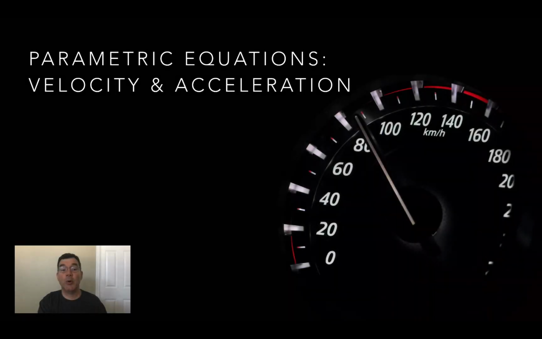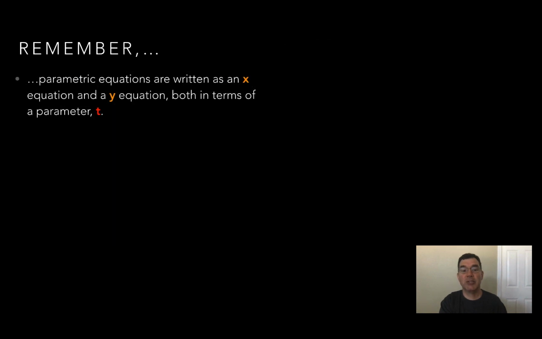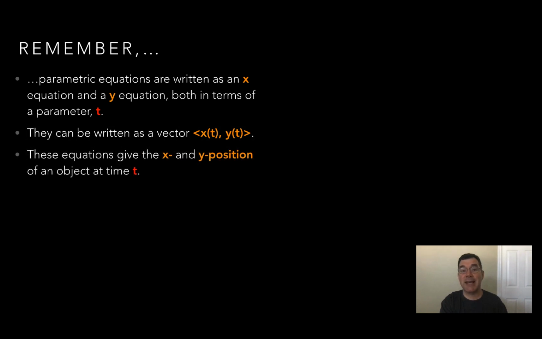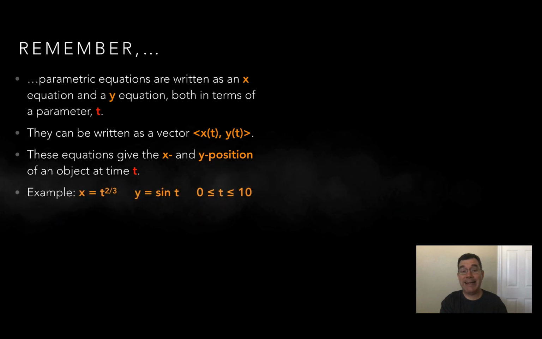Hello again. Today we're going to be talking about parametric equations and how we can use and calculate velocity and acceleration with parametric equations. So we need to remember that parametric equations are written as an x equation and a y equation where both of those variables are expressed in terms of t. So we can write that as a vector where the first function in that vector is x of t and the second one is y of t. Those equations will give us the x and y position of an object at any time t.